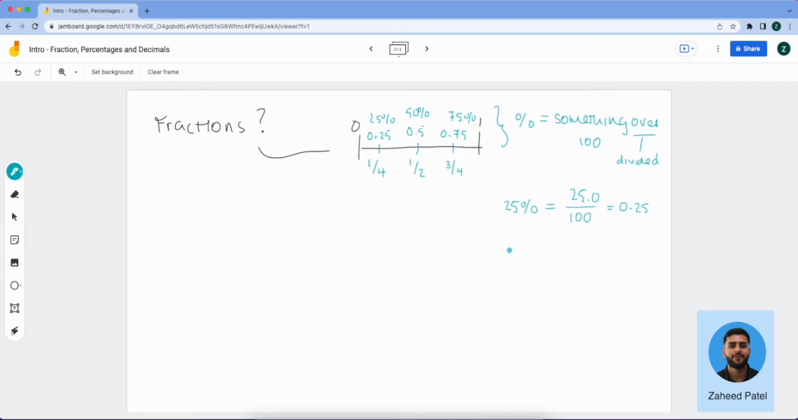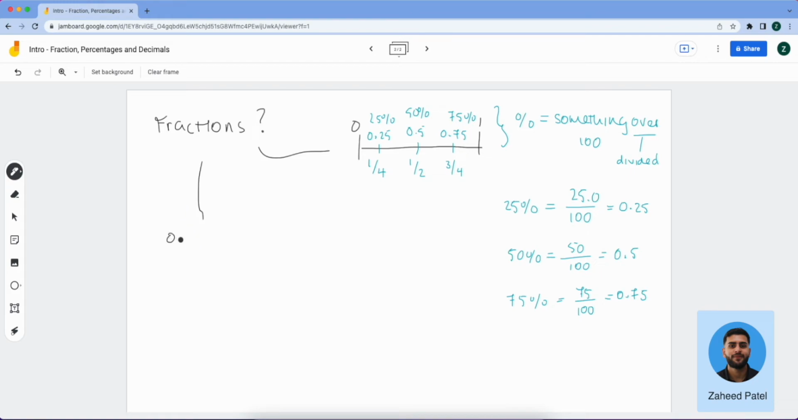If I take 50%, that would be 50 over 100. Remember, 50 is the something in this situation, and that would give me 0.5. And then the last one, 75%, would give me 75 over 100, and that would give me 0.75. So we've just linked the fact that a percentage and a decimal are practically the same thing. Now let me link for you how a decimal and a fraction are linked.